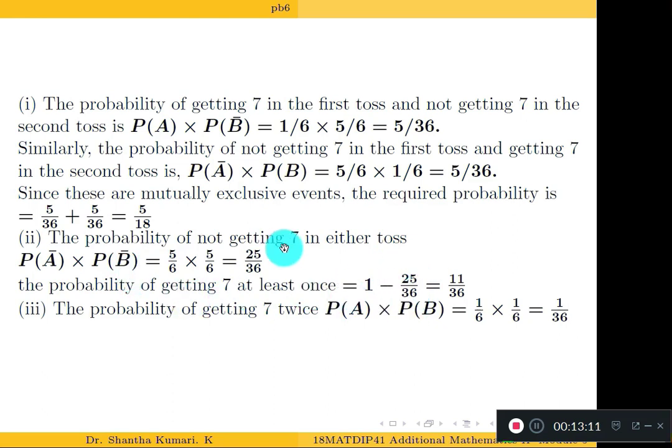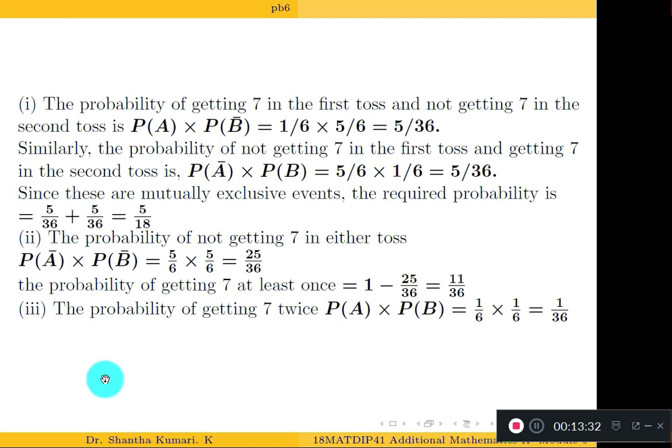What is probability of none? That means probability of not A and not B, A complement and B complement. Multiply the probabilities of the complements. You get 25 by 36. Then substitute that answer here. You can use any order. So at least once probability means 1 minus probability of none. Calculate. You get 11 by 36.